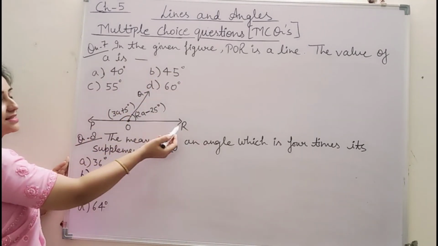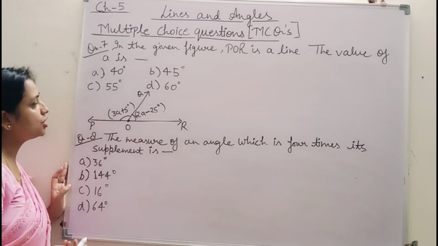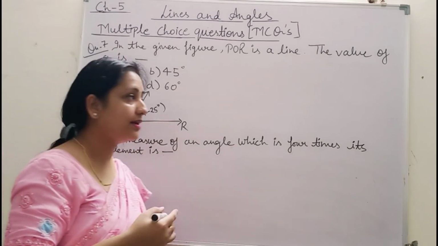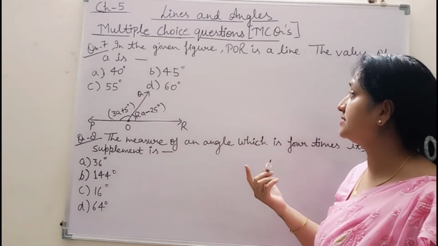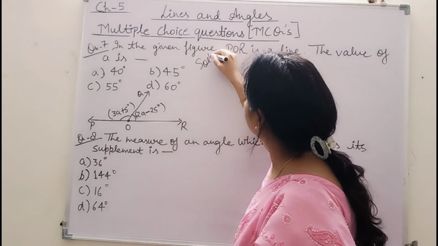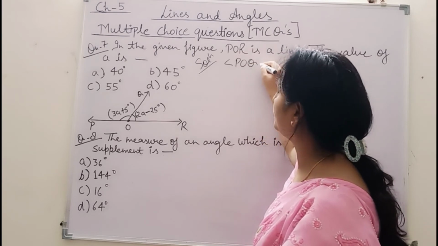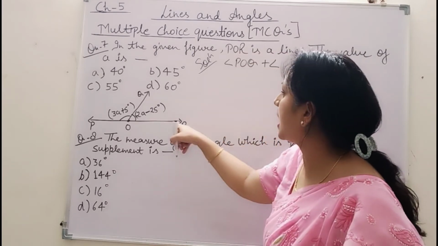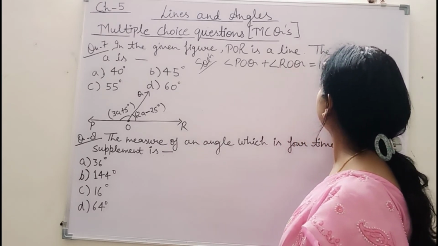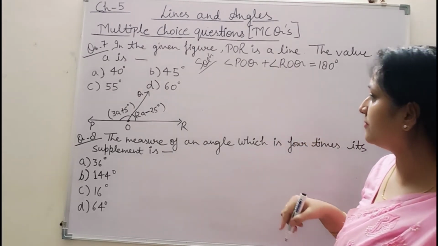In question number 7, in the given figure, POR is a line. You have to find the value of A, four options are given. So we know that the sum of angles forming a line is 180 degrees. So angle POQ plus angle ROQ is equal to 180 degrees. Now we have to put the values in place of the angles.